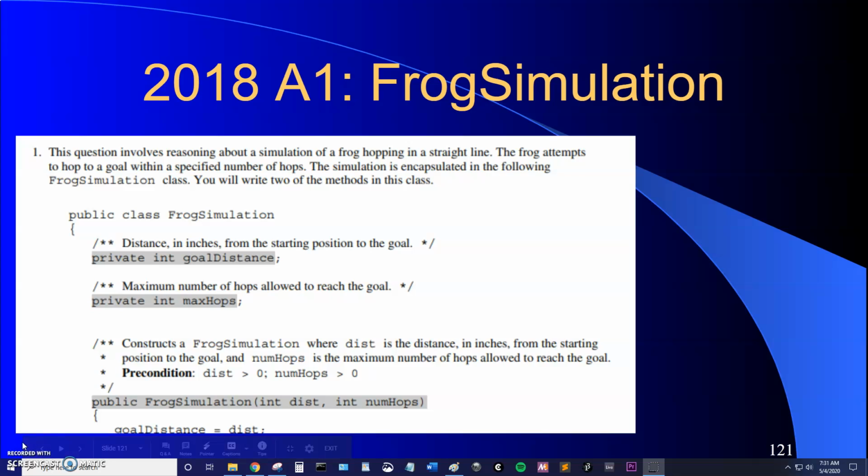And I actually got to grade this. So I was in Kansas City, and I saw a lot of the mistakes that people make with this. In the frog simulation, you're simulating a frog that jumps. It has a goal that it needs to reach, and a maximum number of hops to reach that goal. Now, it's not always going to make it. Sometimes it'll make it, sometimes it won't.